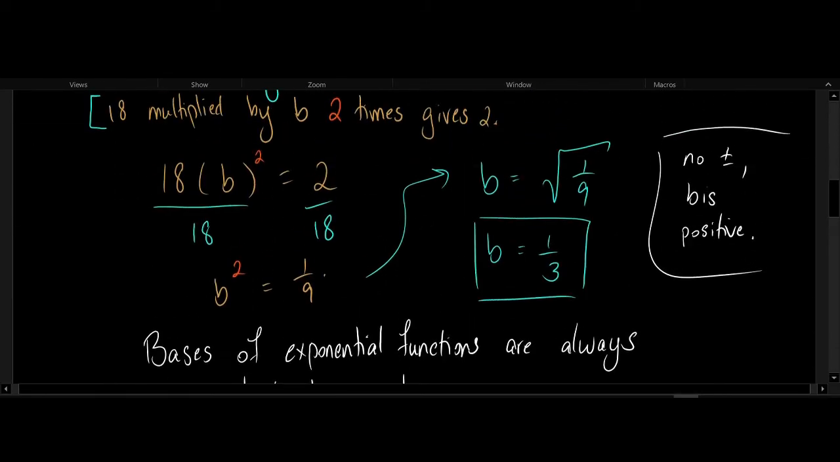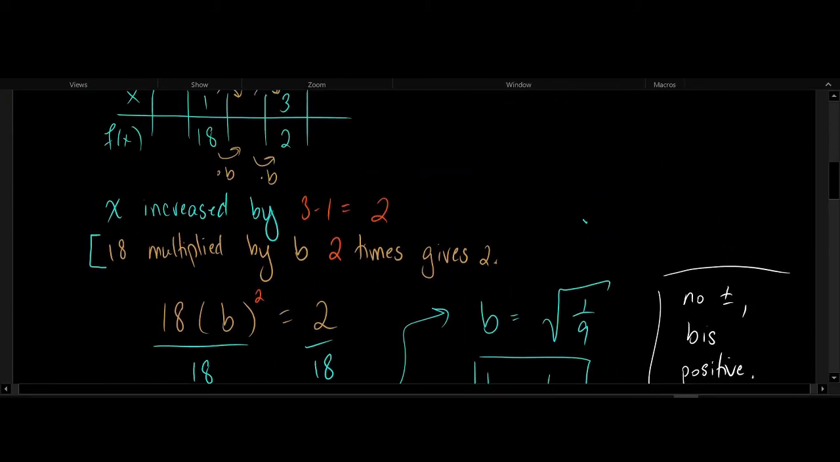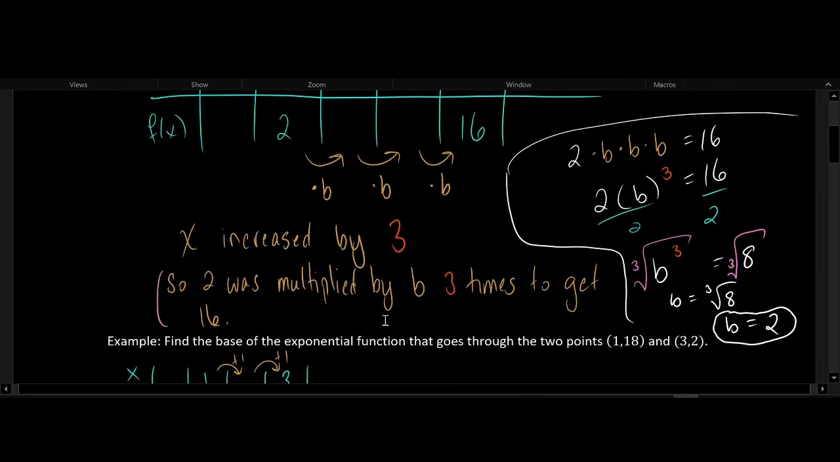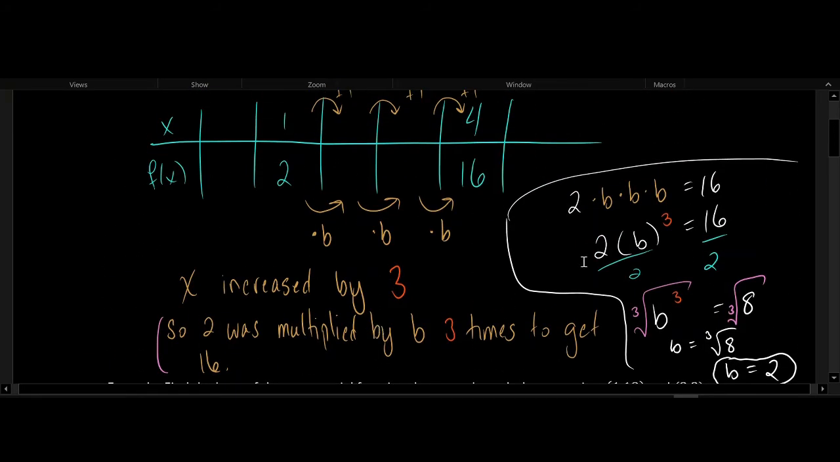In the previous example, we said, okay, the first y, 18, multiplied by b 2 times, resulted in the final y value of 2. First y times b 2 times equals 2. Likewise, in the first example, we said first y, 2, multiplied by b 3 times, resulted in the final y, 16.